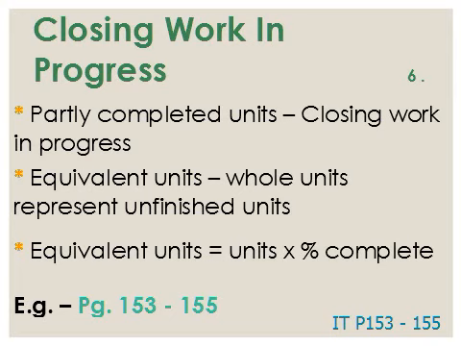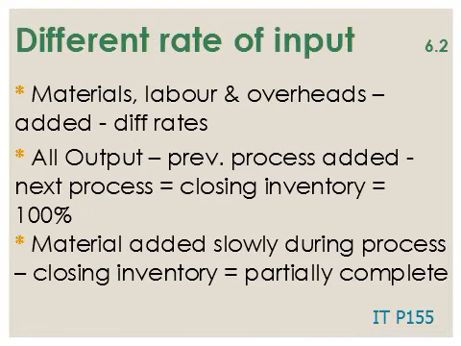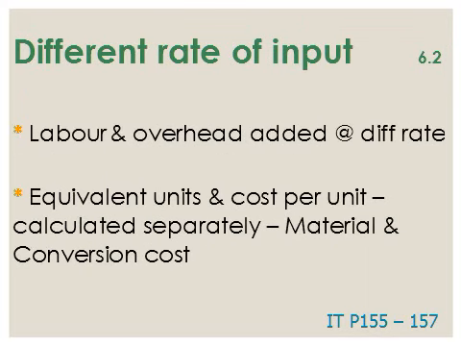In most industries, materials, labor, and overheads are added at different rates during the course of production. All the output from a previous process may be added to the next process, so that the closing inventory is 100% complete in respect of those materials. Further materials may be added bit by bit during the process, so that the closing inventory may only be partially complete in respect of those materials. Labor and overheads may be added at yet a different rate.